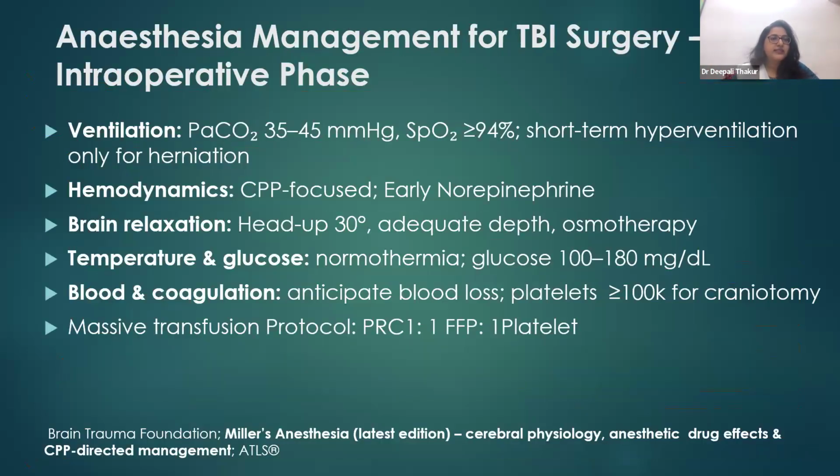Intraoperative targets, these are the intraoperative targets, so ventilation targets and saturation, we have to continue. Hemodynamics, brain relaxation techniques, again, we have to continue perioperatively. Temperature, and normothermia is nowadays recommended. No more hypothermia is recommended by various guidelines. Anticipate blood loss and platelet count above 1 lakh is indicated for patients undergoing neurosurgery.